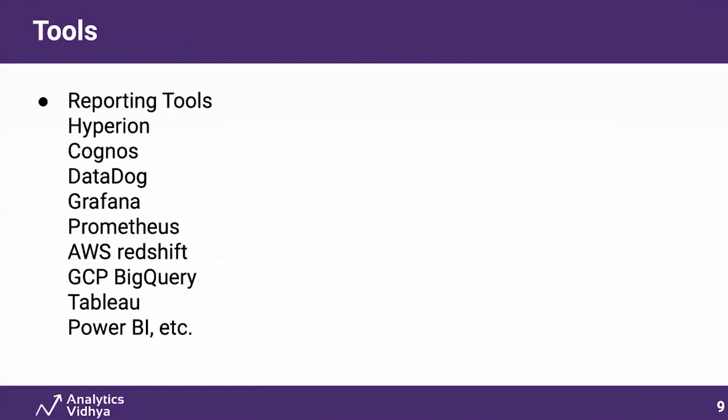Okay. Now, here we are. These are the reporting tools such as Hyperion, Cognos, Datadog, Grafana, Prometheus, AWS Redshift, GCP BigQuery, Tableau, Power BI, etc. You cannot always make use of all of these, or of only one of these. These are interchangeable, and you also have multiple plugins which are very helpful to take data from one side to the other.